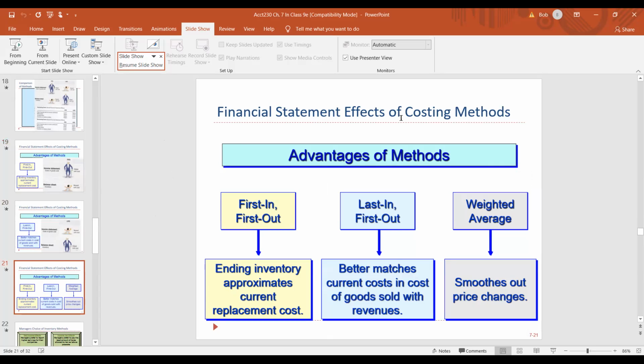Advantages of the methods. You notice they don't show you the specific ID. The reason is there's no advantage to gain or lose because you have to use that method. The specific ID method, you must use it. You don't have a choice. These are the ones where you have a choice. Well, first in, first out, your ending inventory is going to be close to the current cost. But the cost of goods sold is going to be here more like the current cost. Weighted average smooths out the differences a little bit.